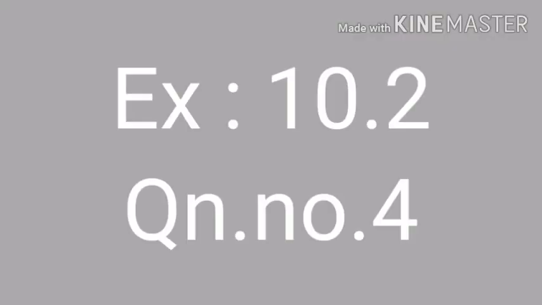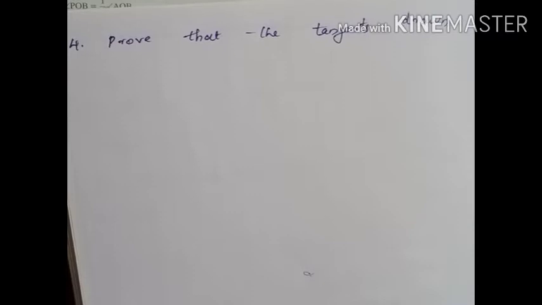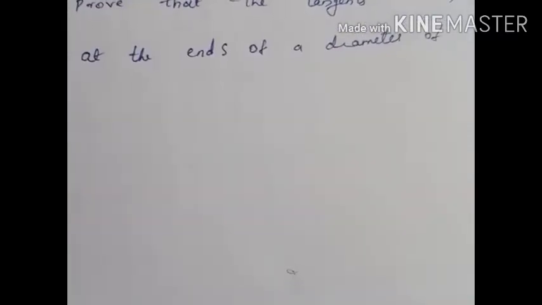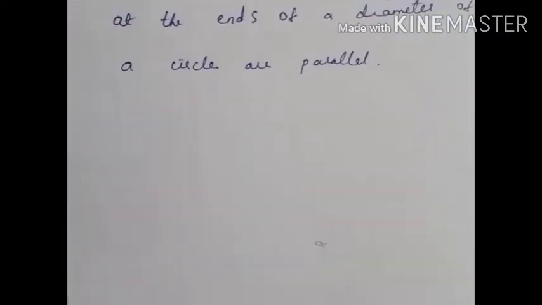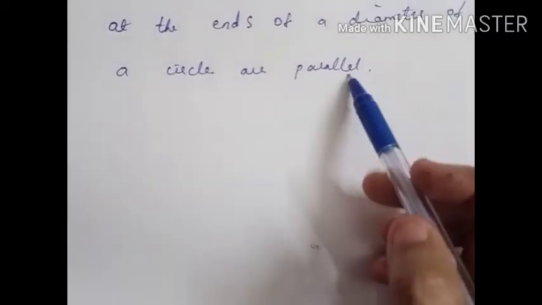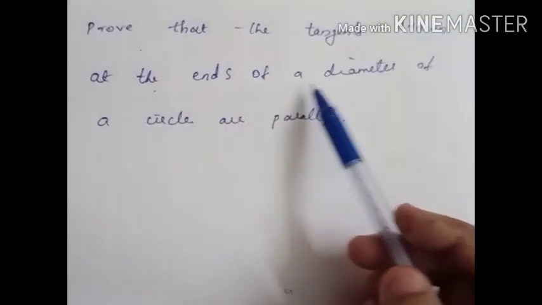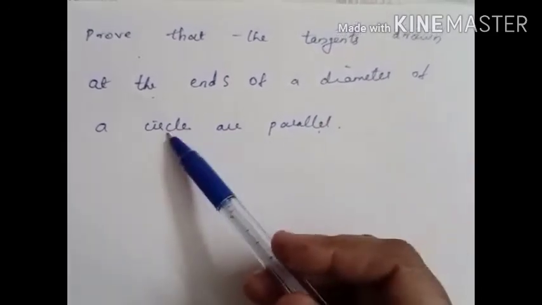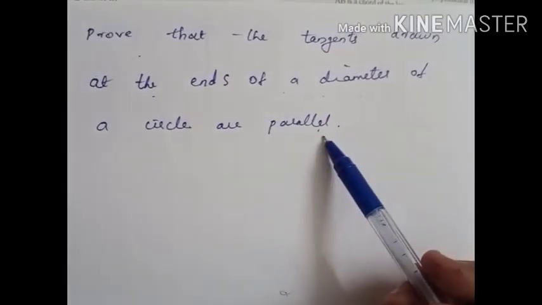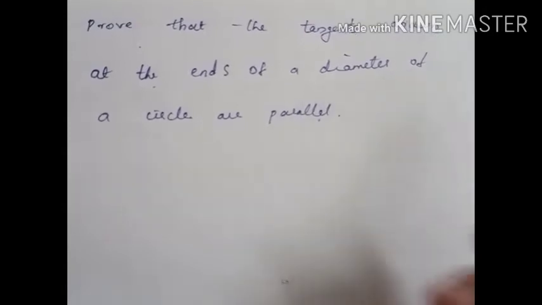Now exercise 10.2 question number 4. Prove that the tangents drawn at the ends of a diameter of a circle are parallel. This is the fourth question.